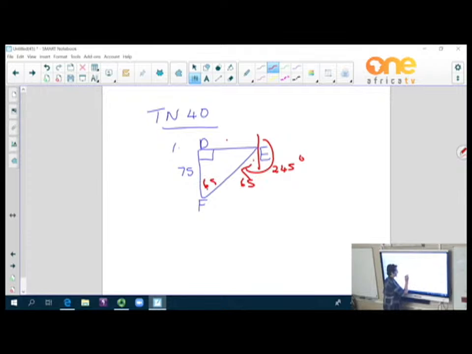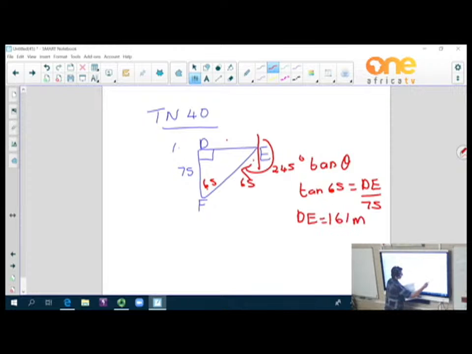So this one and this one is then 65 degrees. Now we have to calculate DE. I will use the tan function here. So tan 65 degrees, we have theta is equal to DE over 75. Which method do we use? Top times, because this is a right angle triangle, and the answer will then be 161 meters. And then in the second place, B, they want EF.